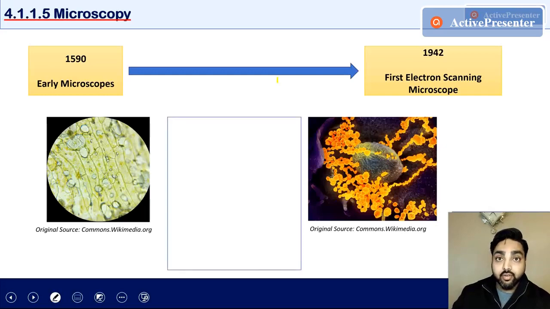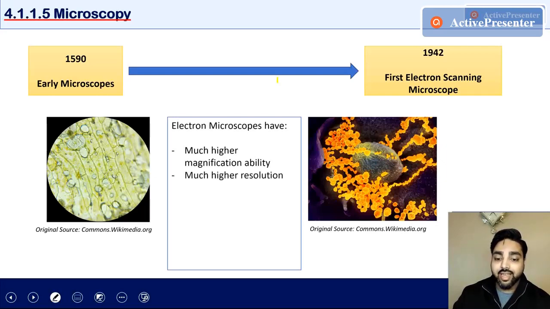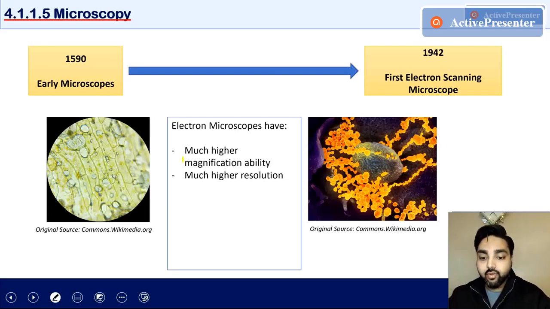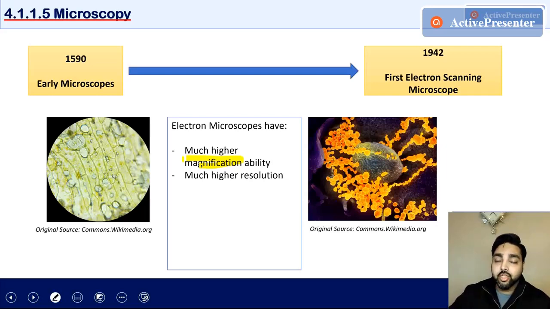However, the key differences that you need to know are that electron microscopes have a much higher magnification ability and a much higher resolution. Those two things should be relatively straightforward. A higher magnification ability means, very simply, that you can magnify in much greater detail the image or the object that you're trying to look at.